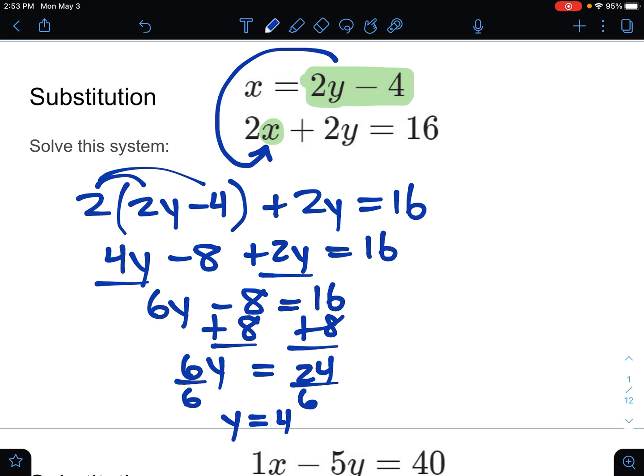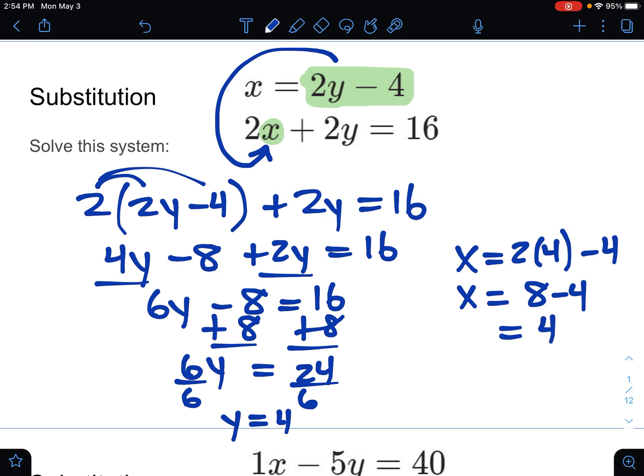Now, this is not the solution. We've got to make sure we find both parts of the coordinates, x and y. So we can take 4 and plug it back into either equation in order to get x. I'm going to plug it back into the easier one, which is the first one, x equals 2y minus 4. I'm going to plug in just the 4 where the y is. So x equals 2 times the y minus 4. So that would just be 8 minus 4, which is 4. So actually they're both 4. So our solution is 4, 4, because the x-coordinate and the y-coordinate are both 4.